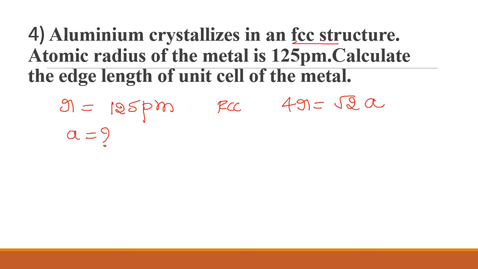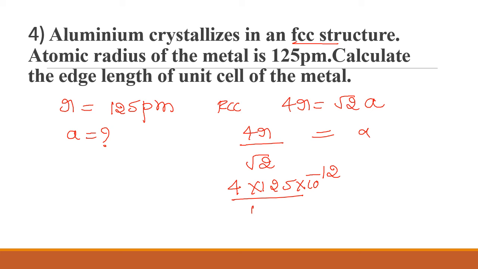So let us find the value of edge length. A is equal to 4R divided by root 2, or 4 into 125, pico in the sense 10 to the power minus 12, divided by root 2, 1.414. So the answer here, edge length is equal to 353.60 picometers, or you can write 353.6 into 10 to the power minus 12 meters, or directly you can write A is equal to 353.60 picometers.